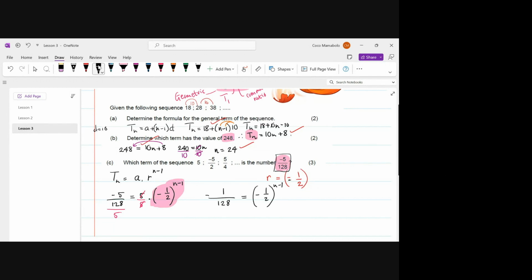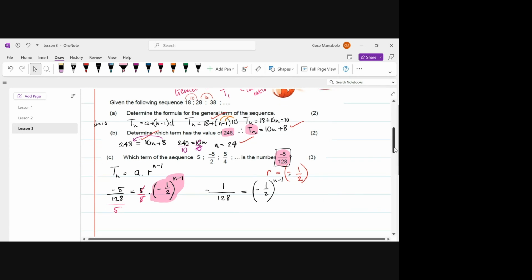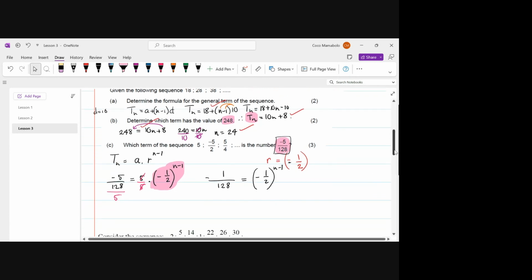All right, now I'm dealing with exponents. And the only way I can compare exponents is if I have the same what, grade 10s? What do I need in order to compare exponents? That's it, Sanele. Good. I need the same base. So I need to figure out how to take -1 over 128 and turn it into -1/2 something.